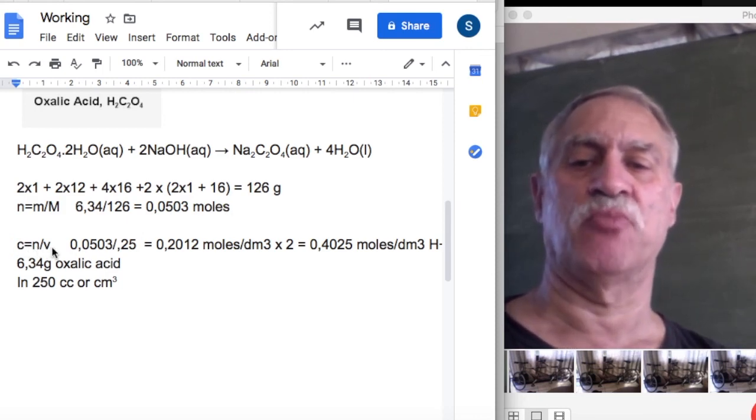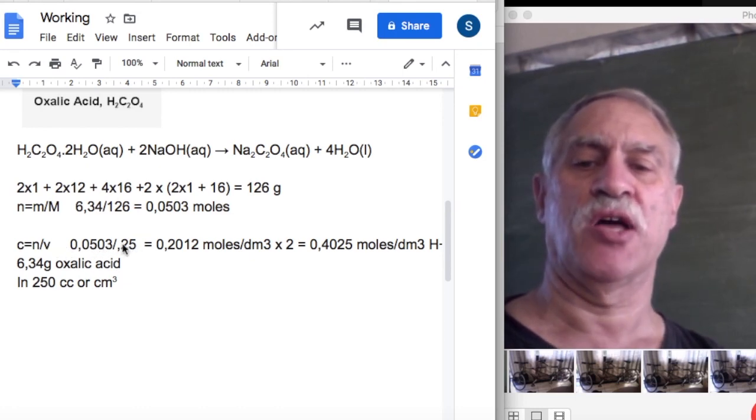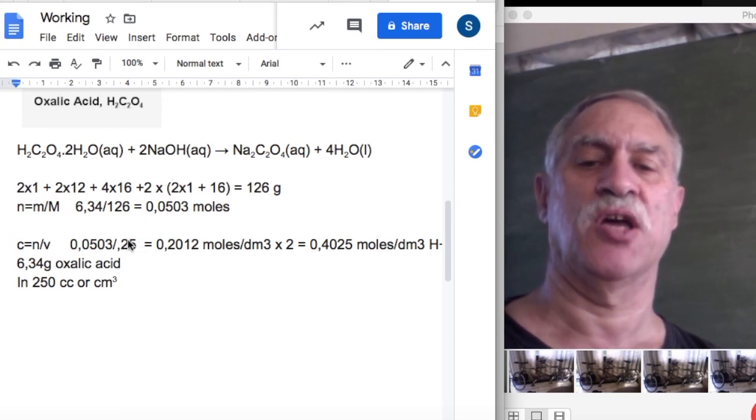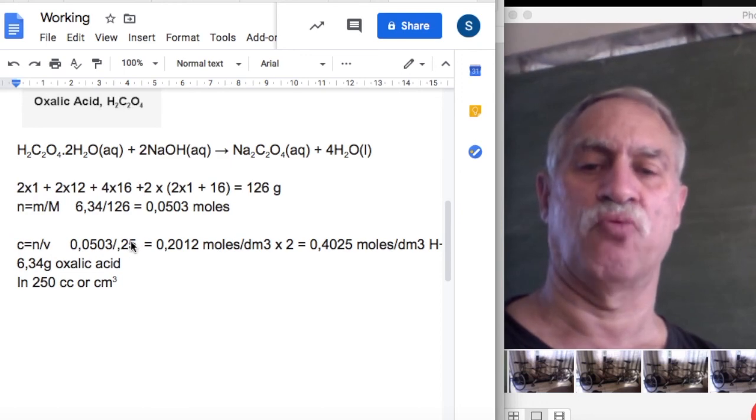Concentration is number of moles over volume. So there is the concentration over the volume. We're going to dilute it in a quarter of a decimeter or 250 milliliters of water. That gives us a concentration of 0.2012 moles per decimeter cubed.